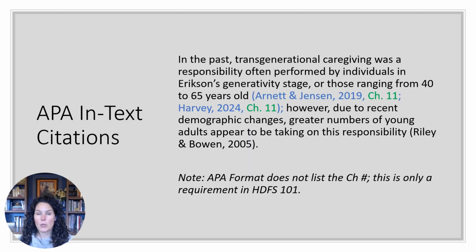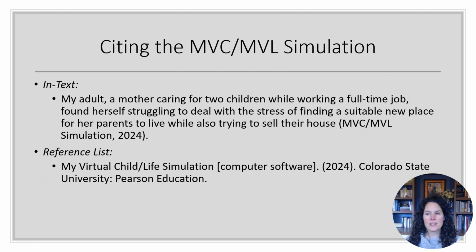What happens if you're pulling on two sources in the same sentence? So maybe you're writing about Erickson and you read about it in the textbook and you also learned about it in my lecture and you'd like to cite both. So then you can use a semicolon to separate the two references. You alphabetize them by the first author's last name, and then you can see here that we are also entering the chapter number.